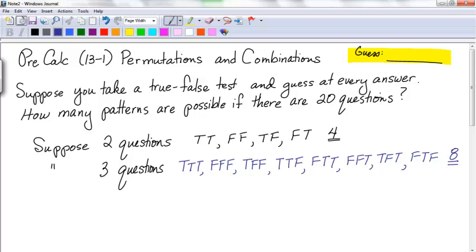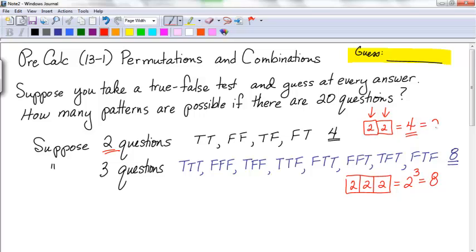Now, if you go back and look at this, on this one I had 2 questions, and I just put a box for each question. In the first one I had 2 possible answers, true or false. In the second question I had 2 possible answers, true or false. Multiply them together, 4 possible patterns. On this one I had 3 questions. Each question had 2 possible answers, multiply them together, or 2 to the 3rd power would be 8. Same thing up here, 2 squared.